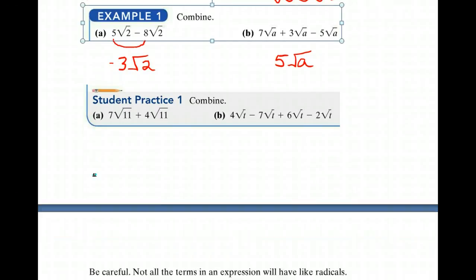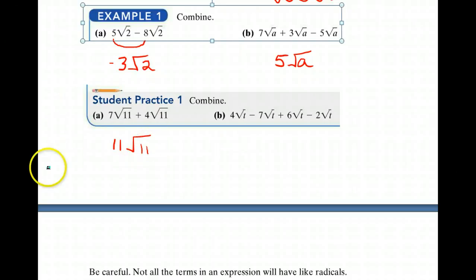Okay, at this point, you guys should have been able to complete A and B. Let's check what you've done. You should have seen that in letter A, you do have like radicals since both of your radicands are 11, and you're simply being asked to add them together. So 7 plus 4 makes 11 root 11.